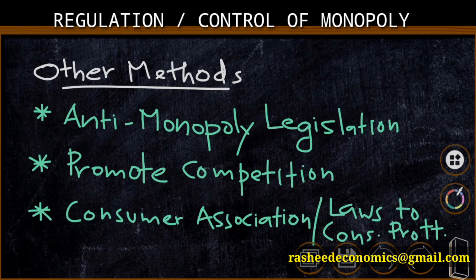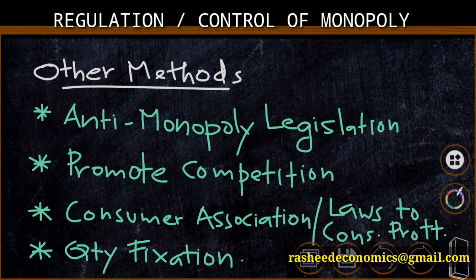Next one is the association of consumers or protecting consumers by using consumer protection laws. Strengthening the power of the consumers will definitely control monopoly. Definitely there will be bargaining power to consumers. If such power is increased, the monopoly power can be controlled.